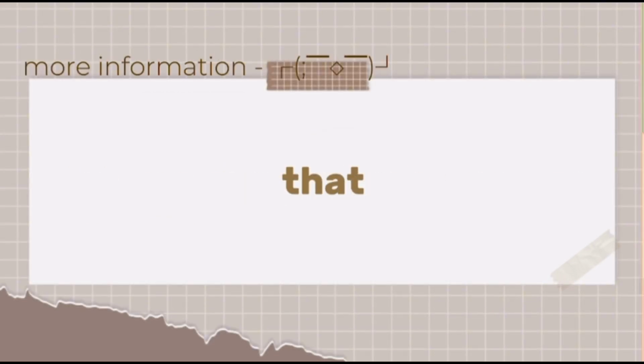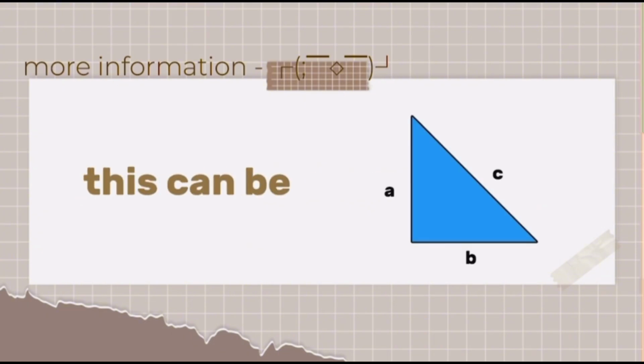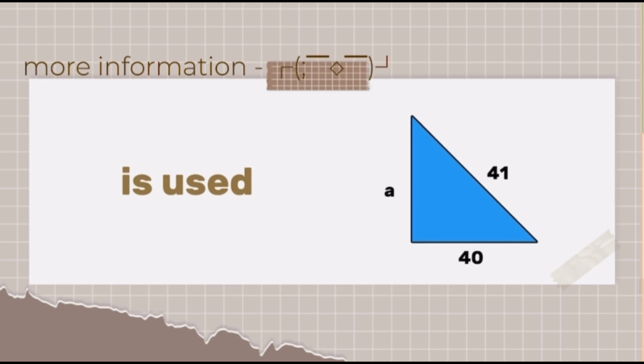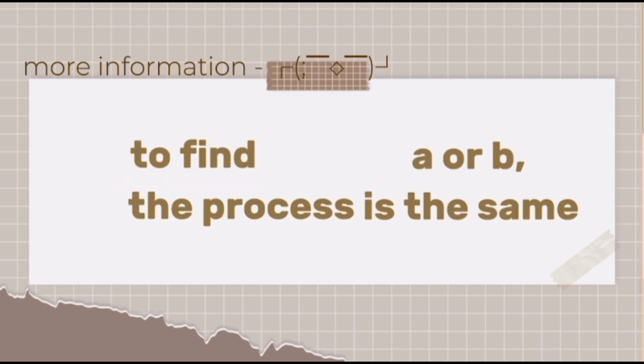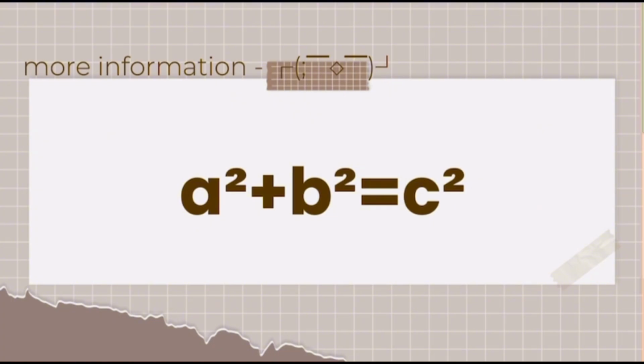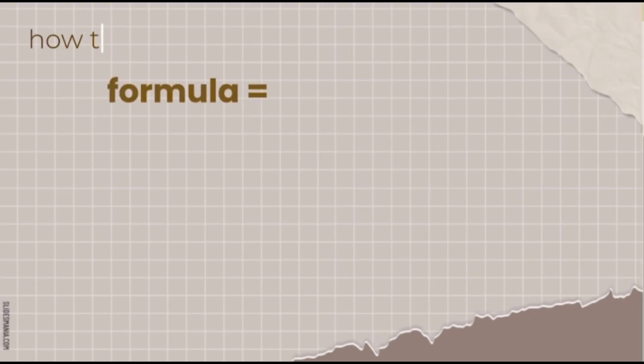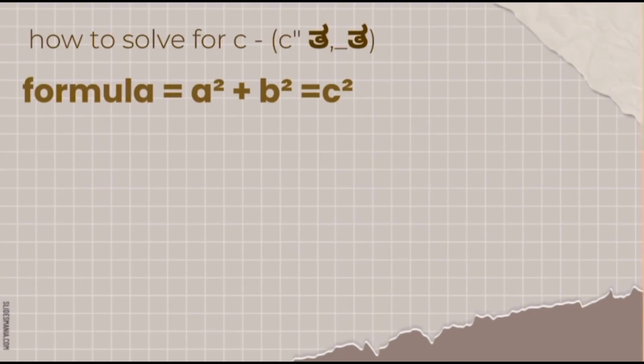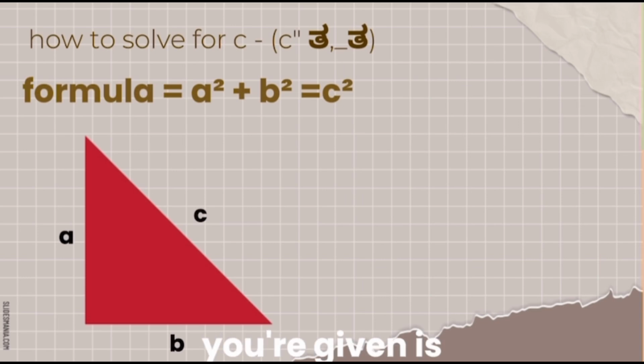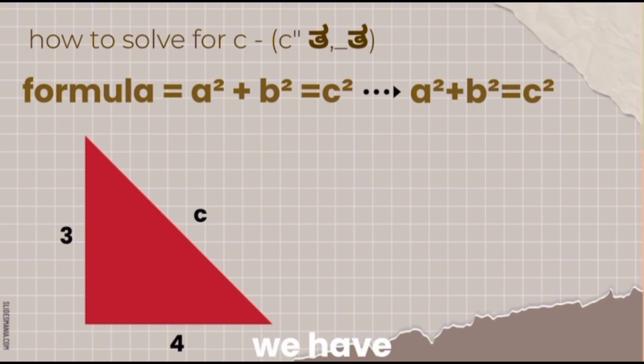When given a problem that needs to be solved using the Pythagorean theorem, you are given two sides. This can be a and b, a and c, or c and b. The Pythagorean theorem is used to find the missing side of a triangle. To find a or b, the process is the same. Since finding c is different, I'll explain that first. The formula is a squared plus b squared equals c squared. Let's say the two sides you're given is a equals 3 and b equals 4. We can now substitute a and b into our equation. Now we have 3 squared plus 4 squared equals c squared.